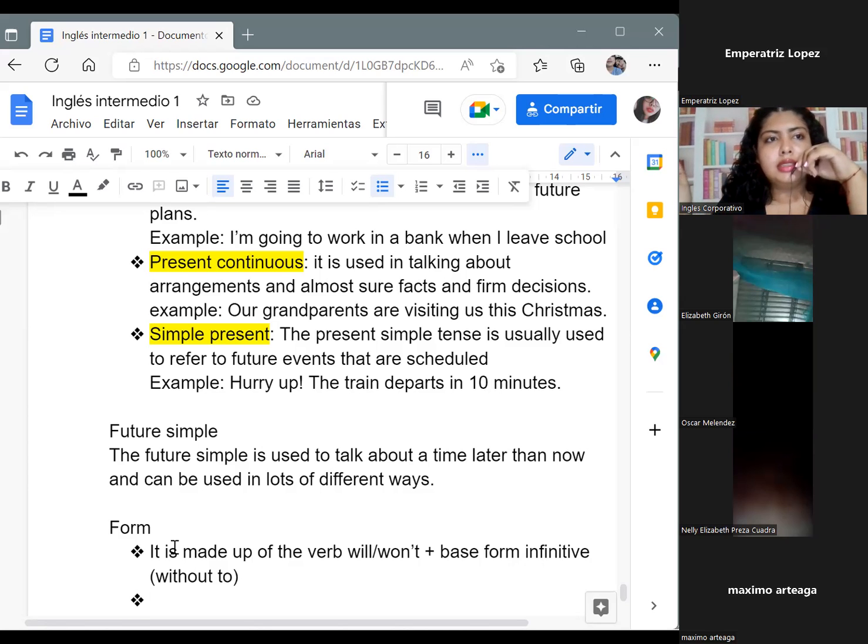So in that case, it's not going to have another change in the form of the will.